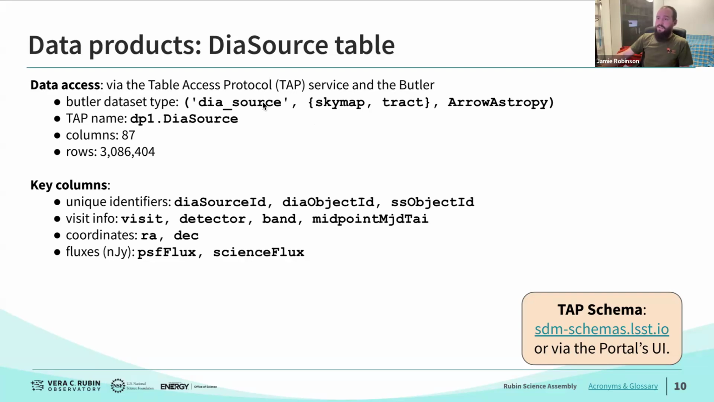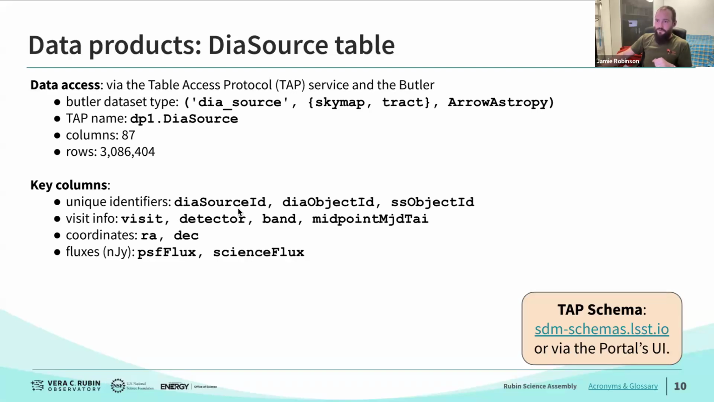You can access individual DIA sources via these attributes. The DP1 release has 87 different columns and about 3 million rows, so it's a relatively big, chunky table. But the important ones to consider for solar system science are, as usual, the DIA source ID. Less important is the DIA object ID. Instead, what we'd want to focus on is this thing that you might not have come across before, SS object ID. This is a way of associating a given DIA source with a known solar system object.